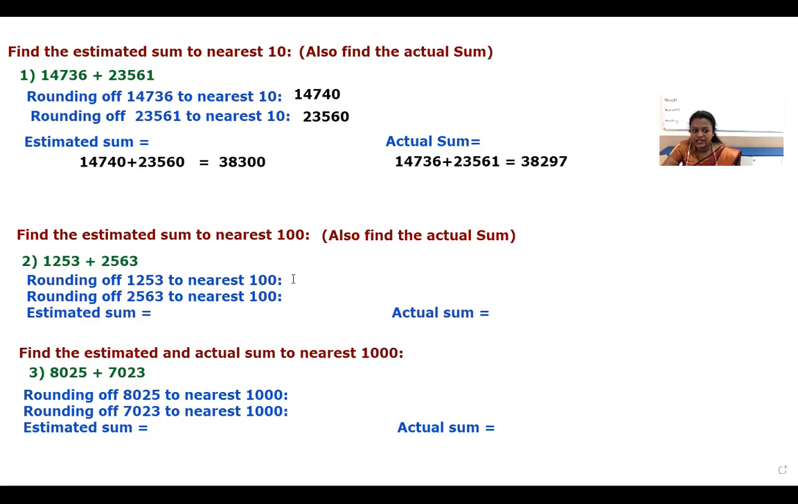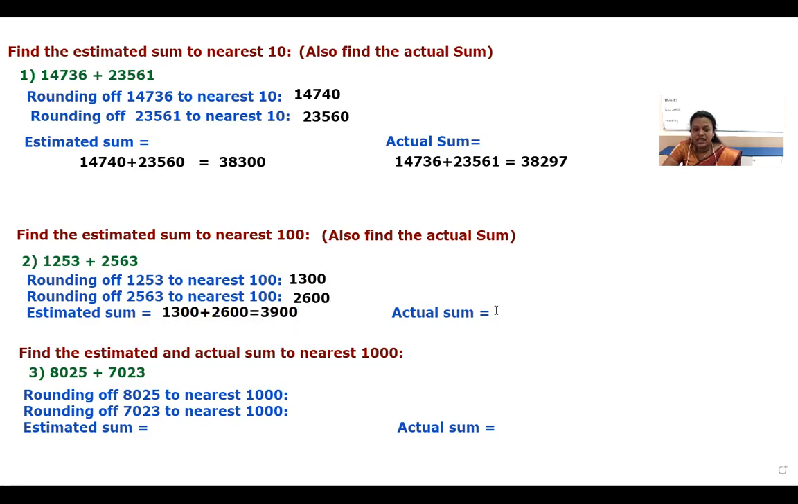So similarly, let's move to addition with nearest 100. 1,253 when rounded up to nearest 100 will be 1,300 as 5 is larger. 2,563 would be 2,600. Adding them, for the estimate we have addition of 1,300 plus 2,600. Finally, we have the sum as 3,900.